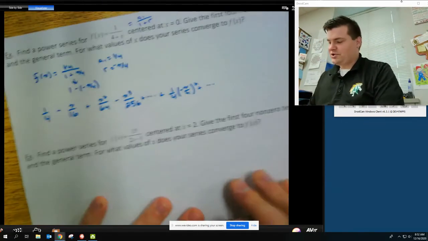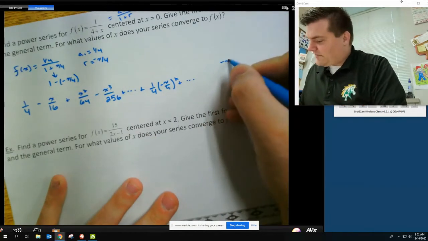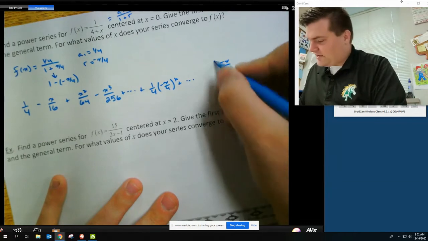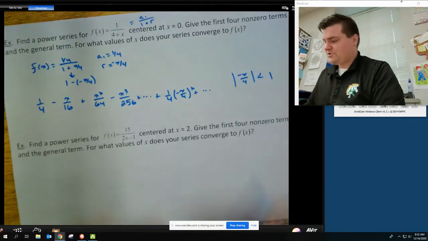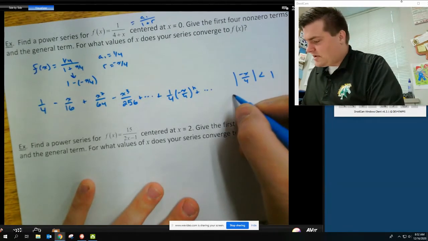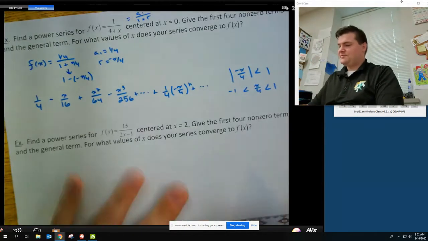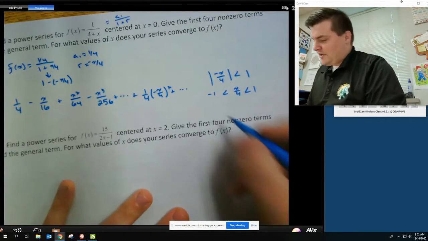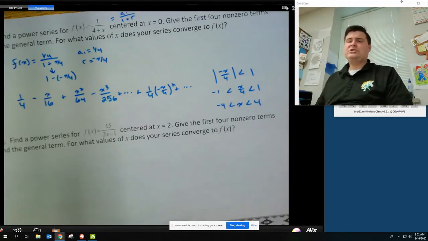So when does it converge? This makes this problem so easy, man. When the absolute value of negative x over 4 is less than 1. So really, it's just going to be from -1 to 1 for x over 4, absolute value, right? So I'm going to get from -4 to 4 for x, which makes these problems so much quicker.